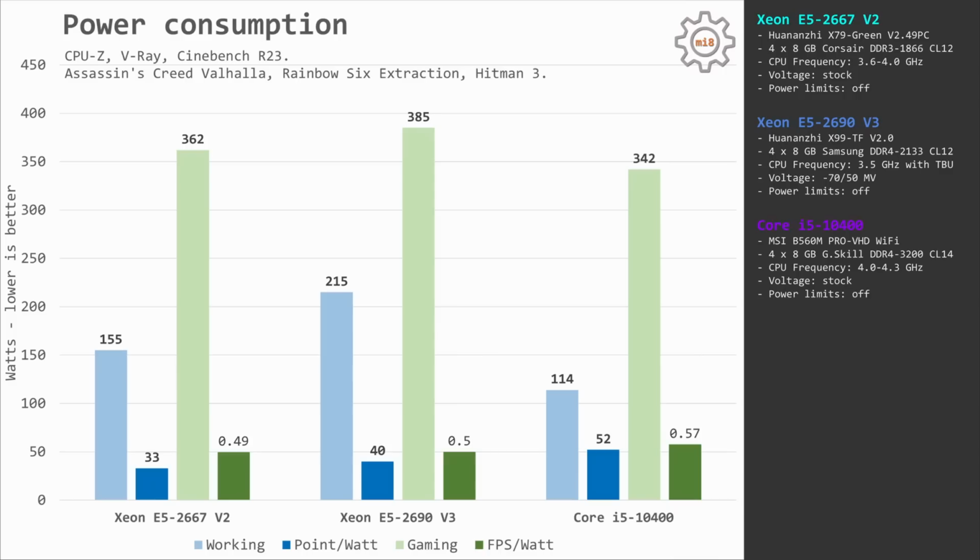Now let's calculate how many FPS we're getting per watt of consumed electricity. With i5-2667, it will be about 0.49 FPS. With i5-2690 V3, it's about 0.5. And with Core i5-10400, it's about 0.57. As you can see, Xeon E5-2667 V2 is the least efficient and Core i5-10400 is the most efficient, but the power consumption difference is not that dramatic, because under gaming conditions, your graphics card will be consuming most of the power, the CPU will be just providing load to the graphics card.